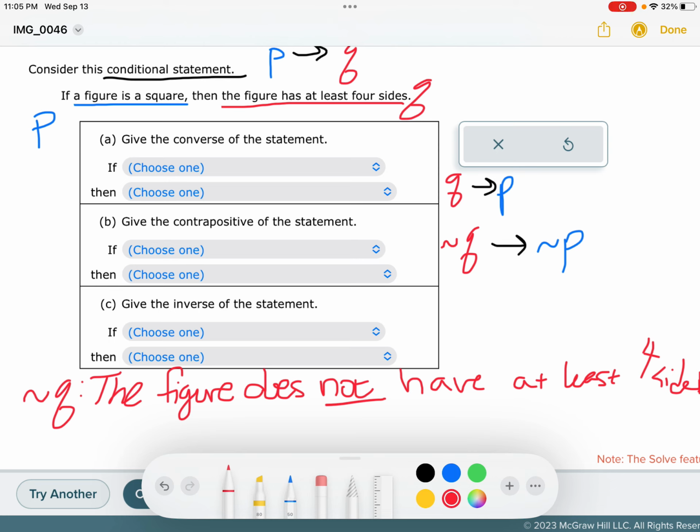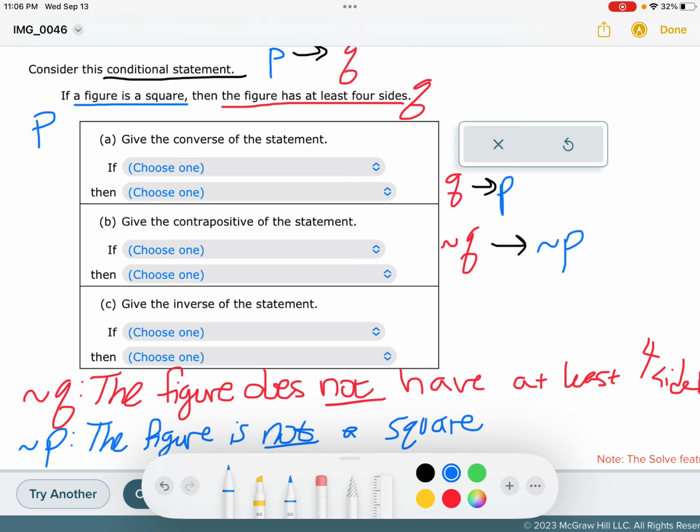Close enough, okay? The figure does not have at least 4 sides. What would negation P look like? Well, P was "a figure is a square," so I'm going to say the figure is not a square, right? I just add the word not for the negations.